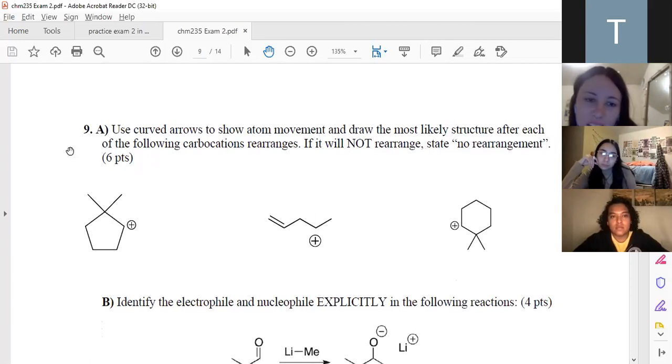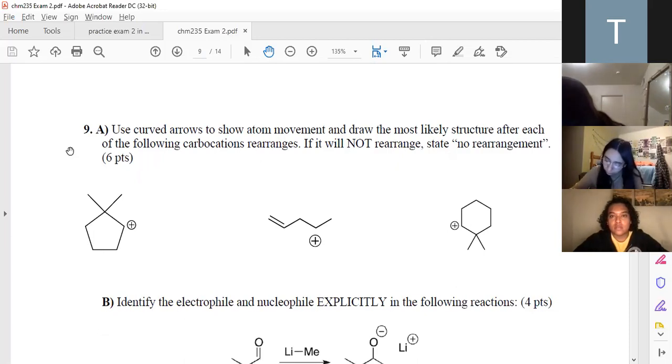Use curved arrows to show atom movement and draw the most likely structure after each of the following carbocation rearrangements. If it will not rearrange, state no rearrangement. So in order to have a rearrangement, what do you need to have adjacent to it? There's 3 situations where you're going to have a rearrangement. Well, technically 4, but I'm not going to bring the other one in. 1 degree, 2nd degree, and 3rd degree.